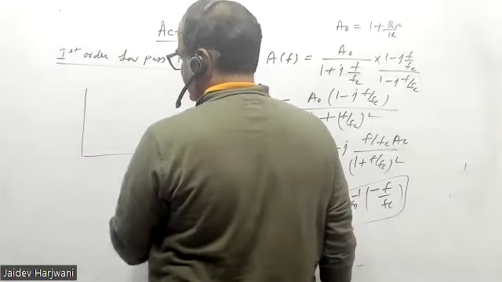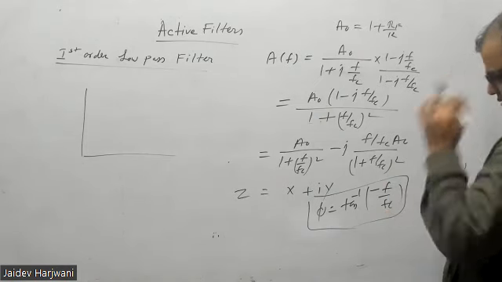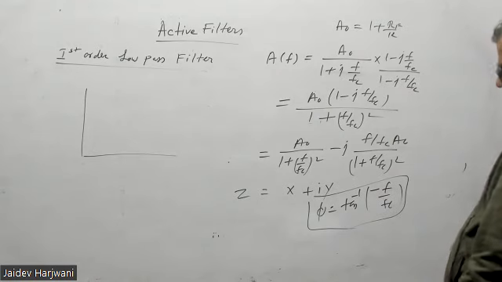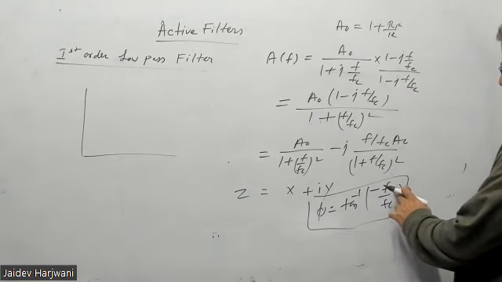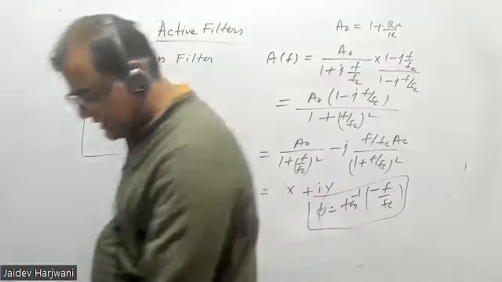So if I say my f is 0, okay, so f is equal to 0, tell me, what is the frequency? What is the frequency when f equals 0?